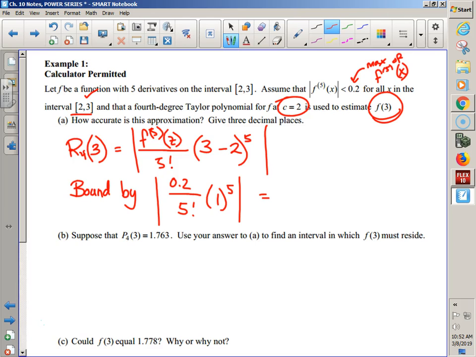Yes, please. And so we're trying to figure out what our error is within. It's going to be a lot different than 0.4. Justin, go ahead.